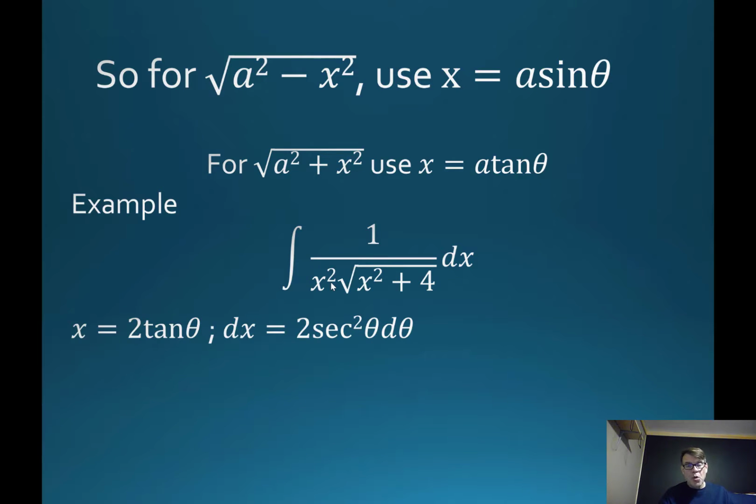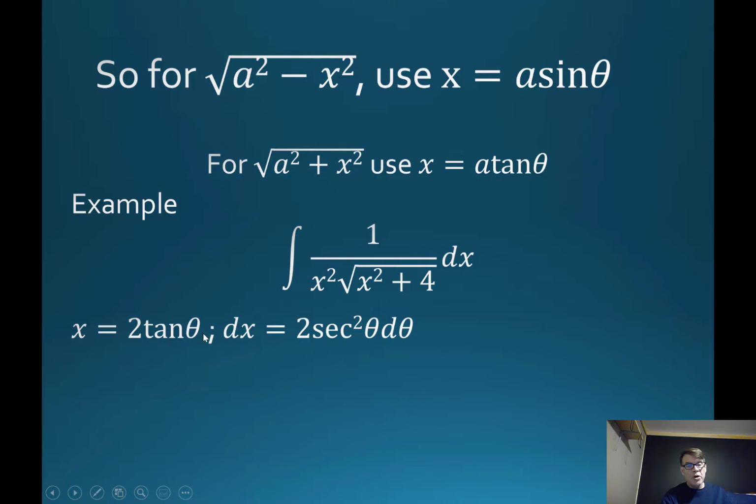So let's try it. We're going to let x equal 2 tangent theta. Remember, a squared is 4, right? So the square root of that is a. So 2 is the square root of 4. 2 tangent theta. I'm going to substitute that in for all the x's. Very important step, one that I missed a lot when I was taking a Calculus 2 course at Arizona State this past semester. I had to learn how to do this. Thankfully, I got it down before the test.